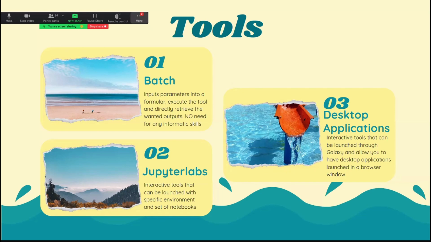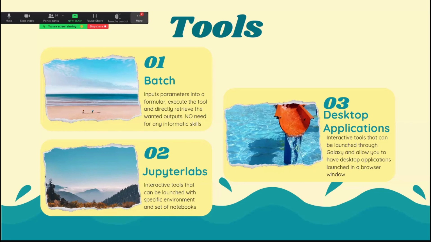You can also have another kind of tool, which is called Jupyter Labs. The Jupyter Labs can be directly launched from Galaxy into another web tab. So in Galaxy, you can launch your Jupyter Lab with the right environment that you would need, the set of notebooks that you would want, and it will directly open the Jupyter Lab, and you can do your analysis within this Jupyter Lab, save what you want to save, and you will be able to retrieve everything into Galaxy.